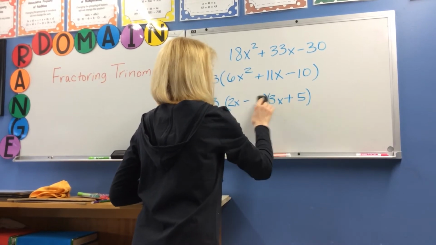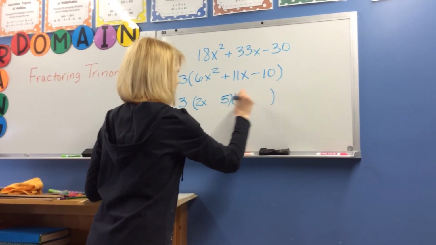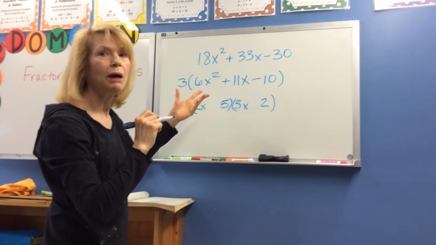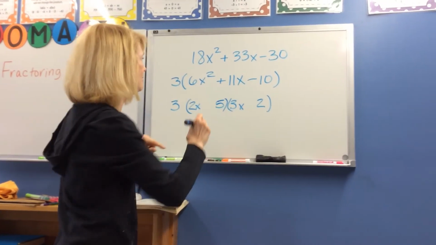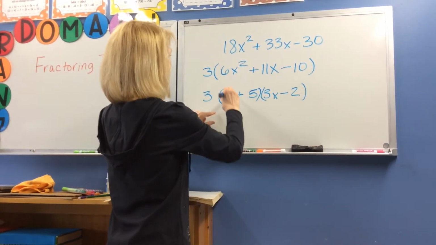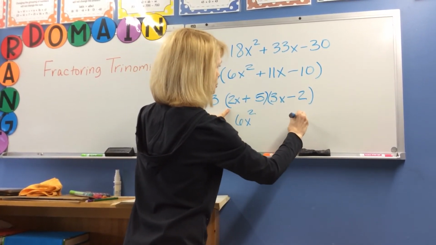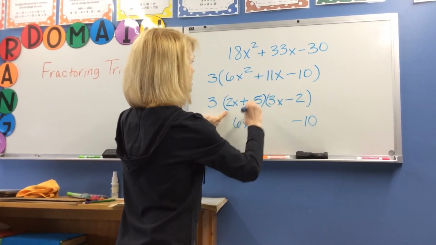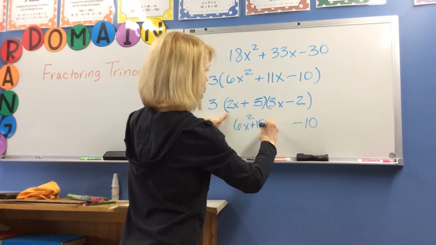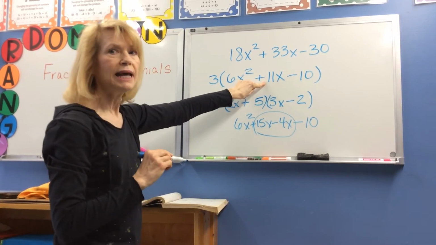Let's try switching the 5 and the 2 around. And now I have 15 and 4. Okay, so 15 minus 4 is 11. And I want a positive 11x. So I'm going to put my plus sign there, my negative there. And I get 2 times 3, 6x squared, 5 times negative 2, minus 10, 2 times 3x plus 15x, 2x times negative 2 minus 4x, and 15x minus 4x is 11x.